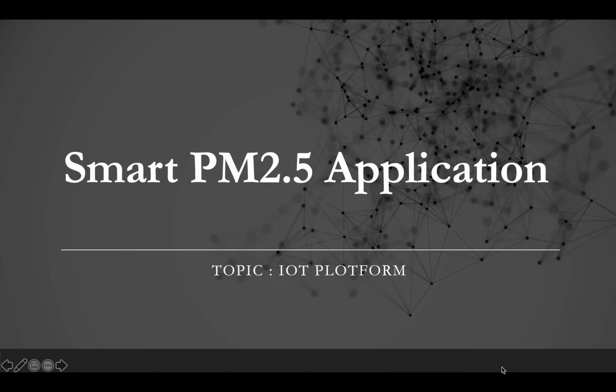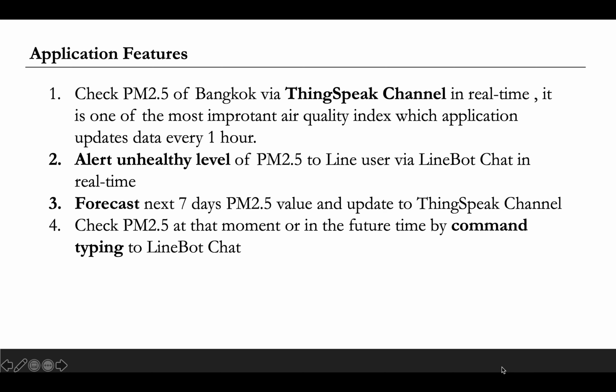My topic is the Smart PM 2.5 application that I chose from the third topic, IoT platform. Let's talk about the application features. Firstly, it can check the PM 2.5 of the Bangkok area through the ThingSpeak channel in real time. It is one of the most important air quality indexes, and the application updates every 1 hour.